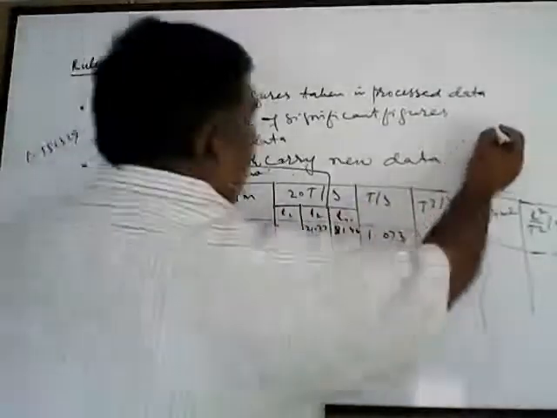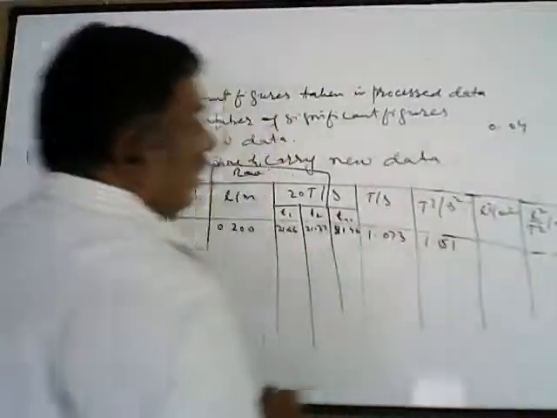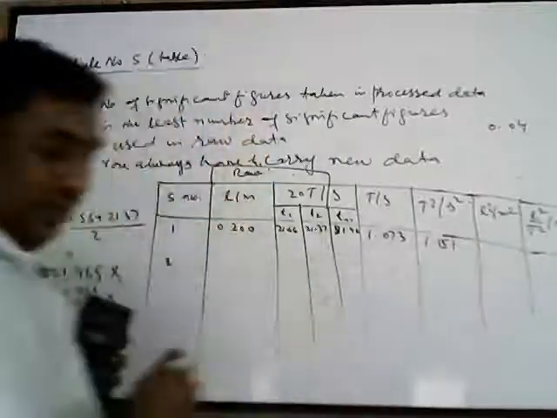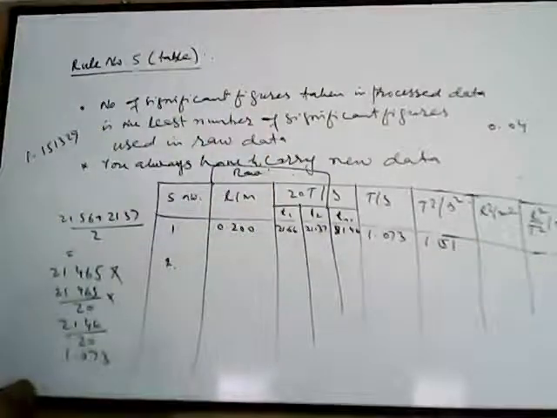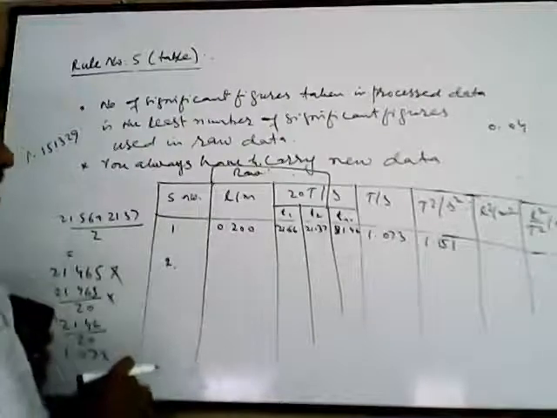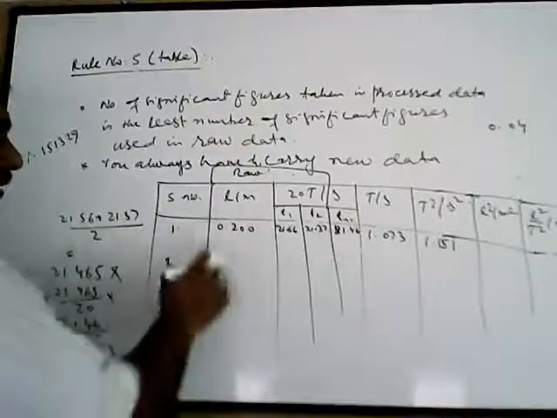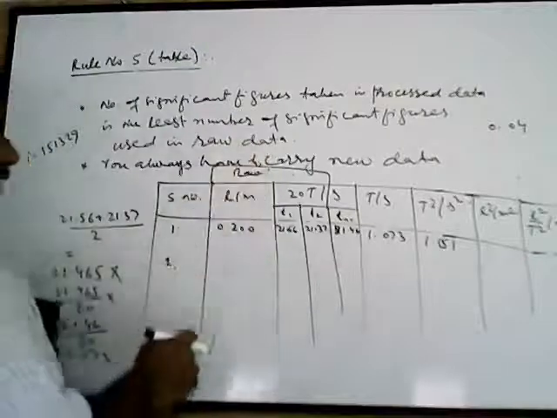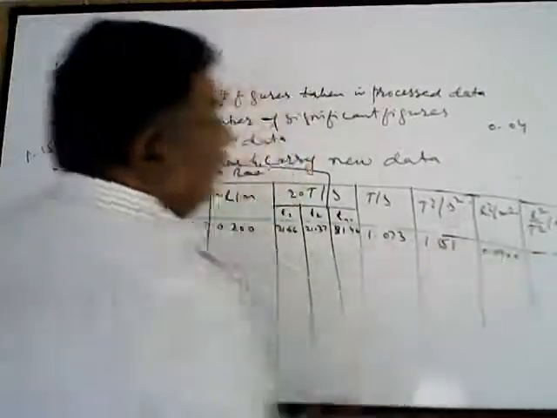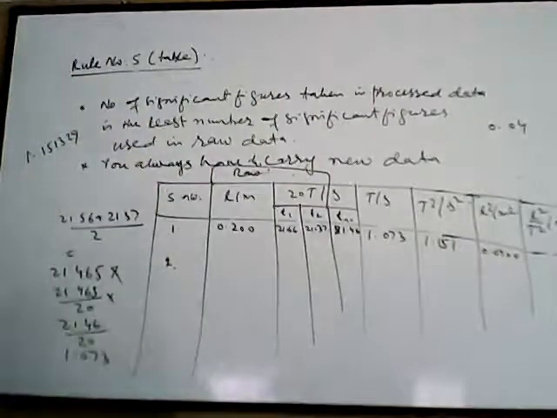Now L square, see, this is in 3. 0.2 square comes 0.04. Now I will not look at the number of decimal places, I will look at the significant figures. There are 3 significant figures in the raw data of L, so this must be 3 significant figures, so I write 0.0400.